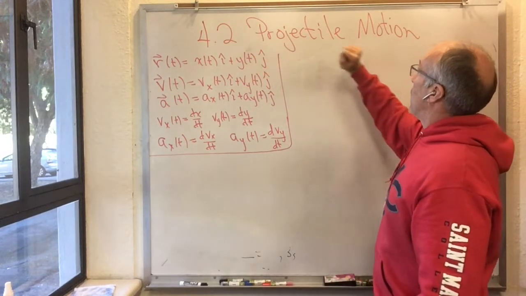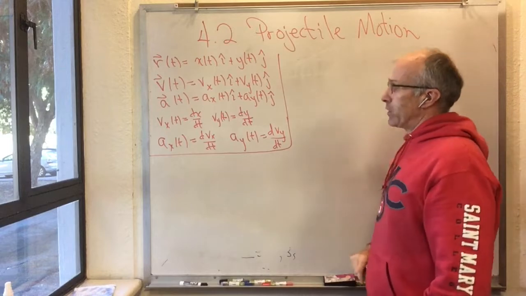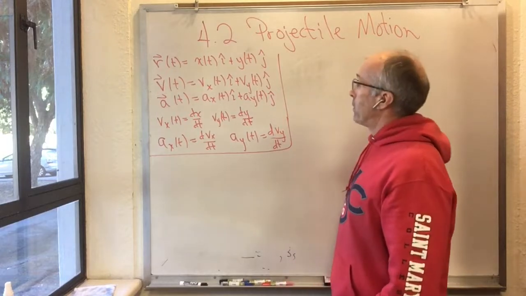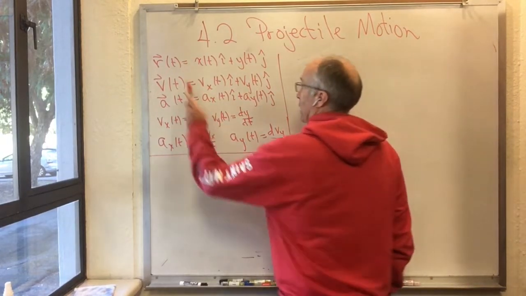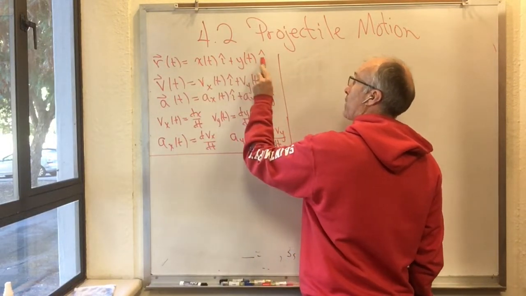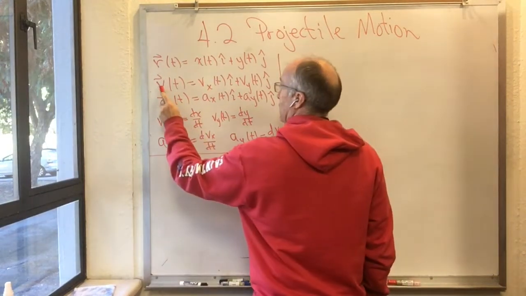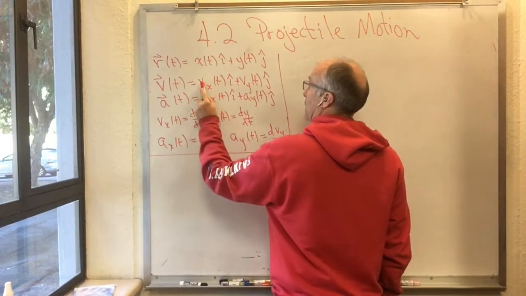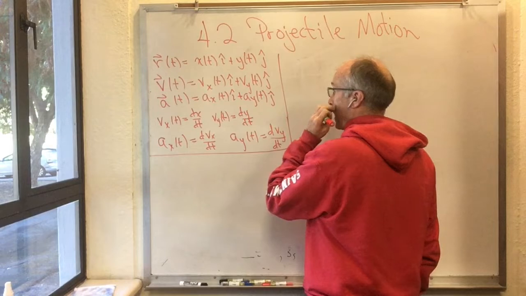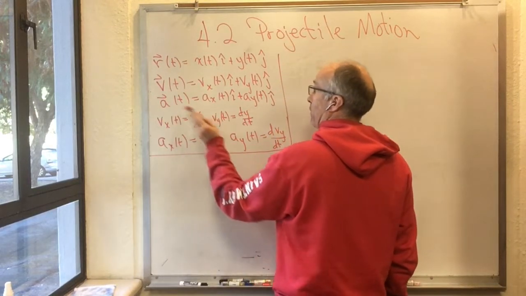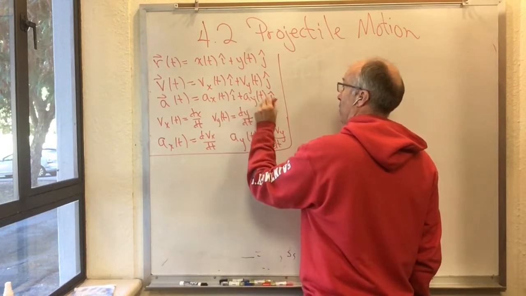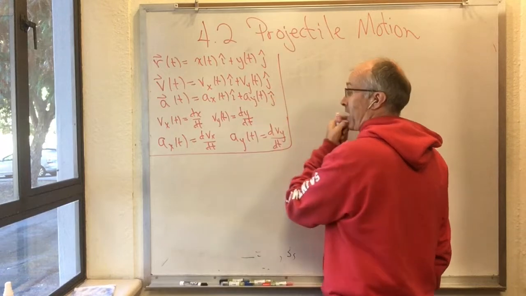This is a flipped lecture on 4.2, which is projectile motion. Now over here, I've copied a ton of results from 4.1. So this says that the position vector is the x position times i hat plus the y position times j hat. This says that the velocity vector is the x component of the velocity times i hat plus the y component of the velocity times j hat. And this says the acceleration vector is the x component of the acceleration vector times i hat plus the y component of the acceleration vector times j hat.